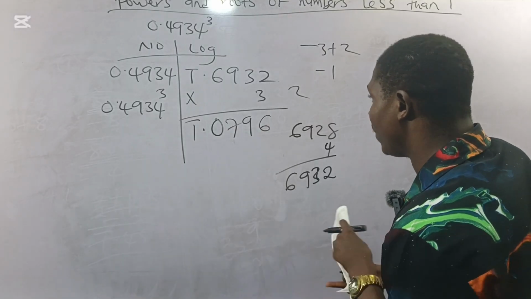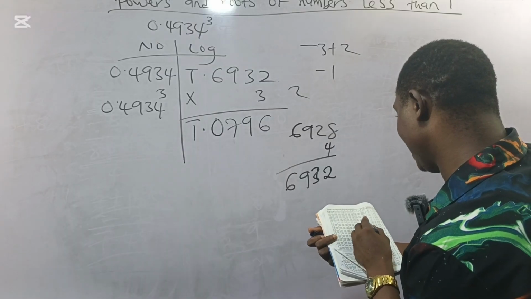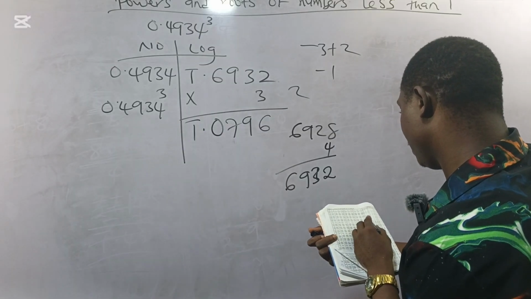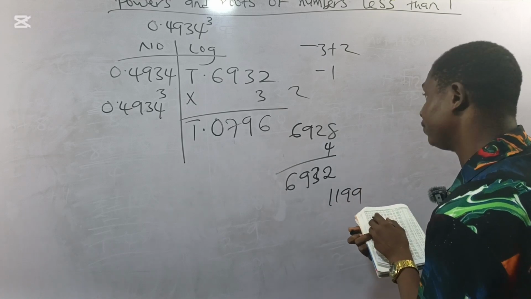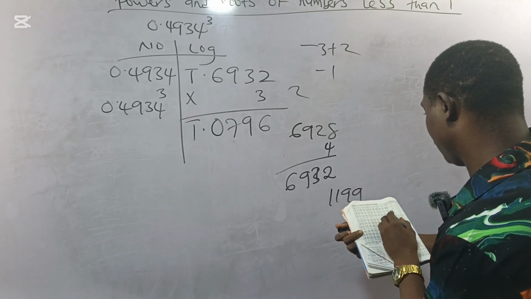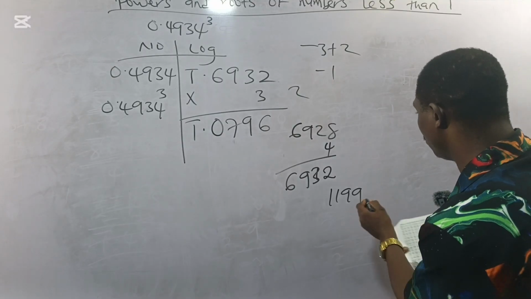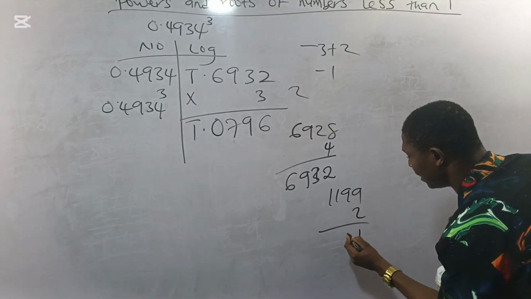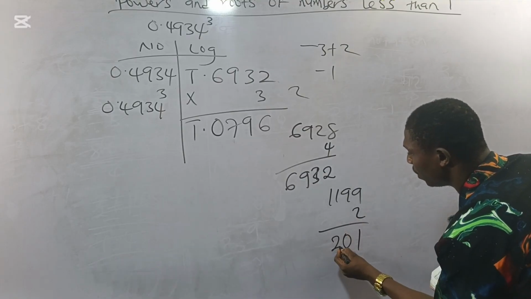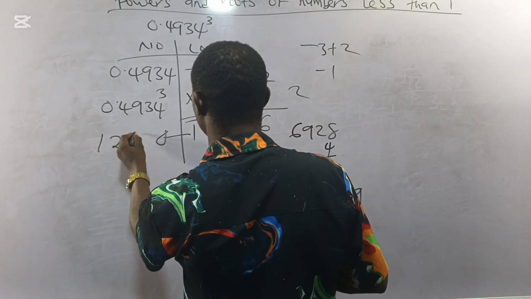So we have 07 under 9. 07 under 9 is 1199, and difference 6 is 2. So here becomes 9 plus 2, 11. 1 carry 1, 10, 0 carry 1, 2, and 1. So we have our antilog as 1, 2, 0, 1.